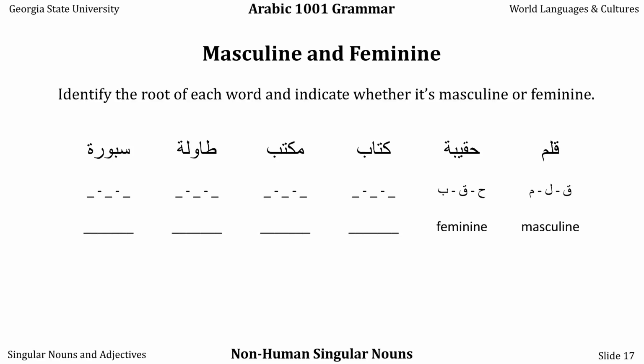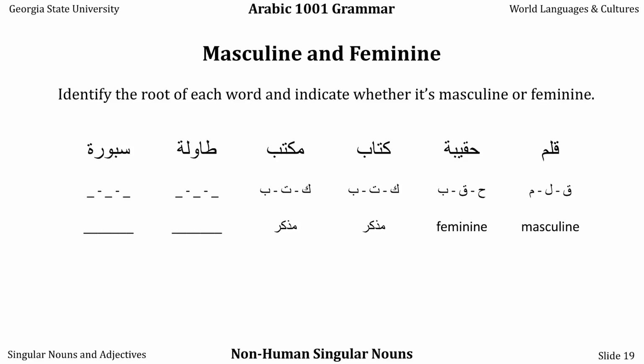Kitab is our word for book, and it shares the kaf ta ba root with maktab, desk or office, right next to it, and it's mudhakkar. Let's learn this word, mudhakkar. It means masculine. Maktab, office or desk, has the same root, and that's how we know that they have similar meanings. And kaf ta ba, ktb, means to write, and this word is mudhakkar or masculine as well because it doesn't end with ta marbuta.